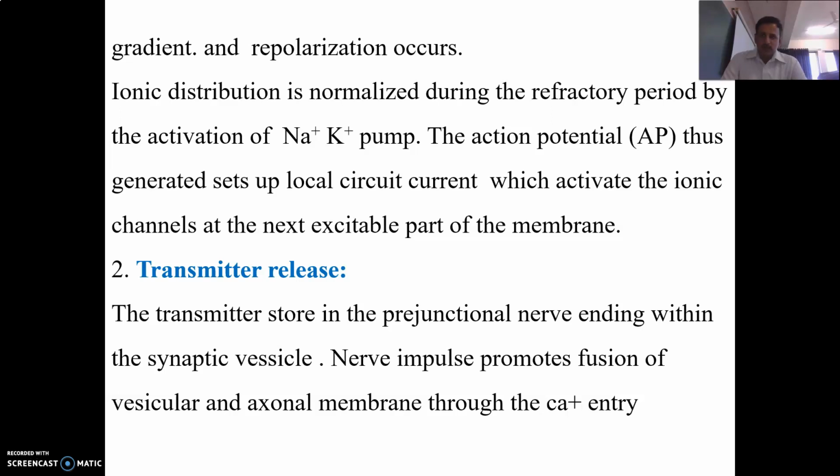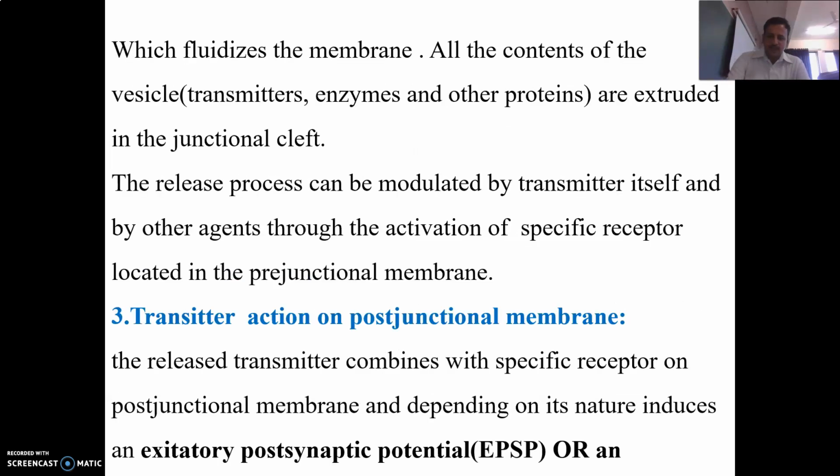Then the nerve impulses promote the fusion of the vesicular and axonal membrane through calcium entry. Then all the contents of the vesicles, meaning the transmitters, enzymes, and other proteins that I already mentioned, which are stored in the vesicle, are extruded into the junctional cleft. Then the release process can be modulated by the transmitter itself and by other agents.